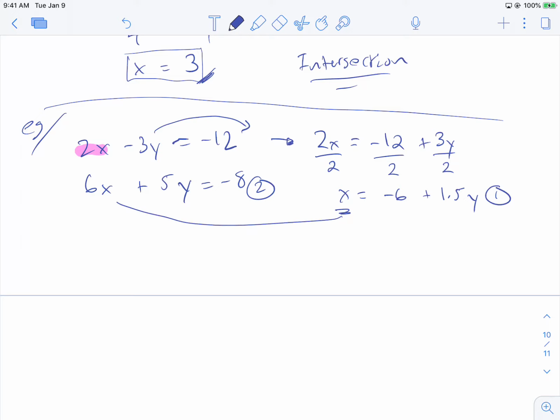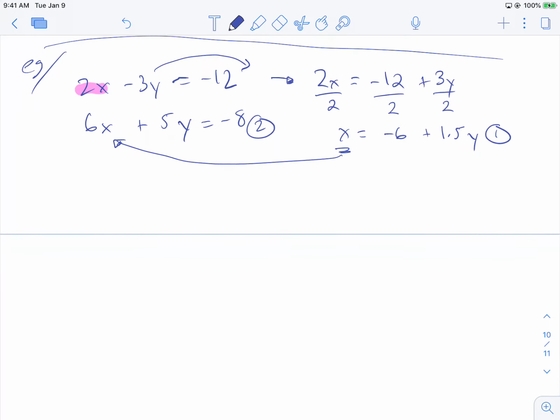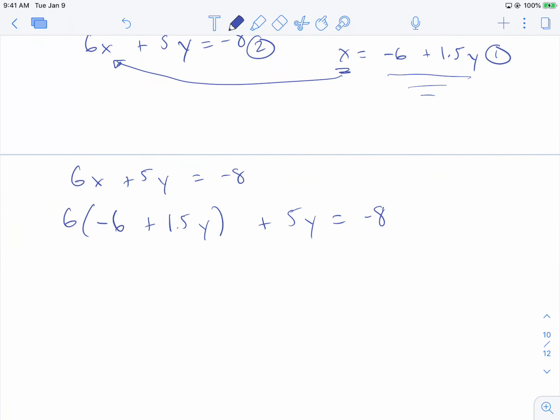I can put it into this equation, and I can solve. So I have 6x plus 5y equals negative 8. And now instead of x, I'm going to put whatever x is equal to, which is all of this stuff over here. 6 times x, x is negative 6, plus 1.5y, plus 5y equals negative 8. So I'm going to use distributive property, multiply that, multiply that. 6 times negative 6 is negative 36, plus 1.5 times 6 is 9y, plus 5y equals negative 8.